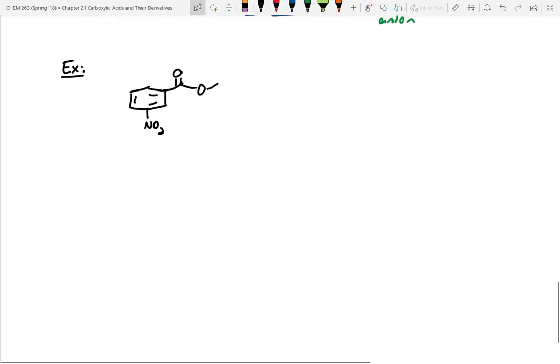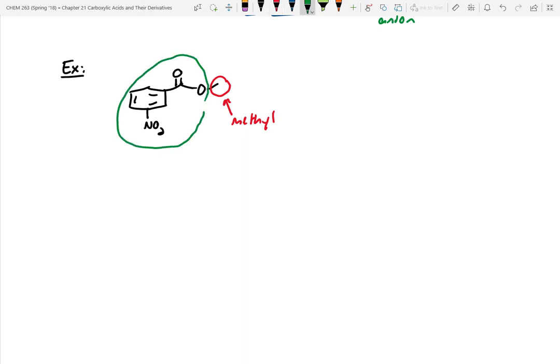Okay, so first thing you always want to do is identify the group coming off the oxygen, which in this case is a methyl group. And then if we think about the carboxylic acid, this would be what? Meta nitrobenzoic acid. Just like before, we're going to pop off the ic and the acid. So now we need to merge this all together. So this would be methyl, space, m-nitrobenzoate.